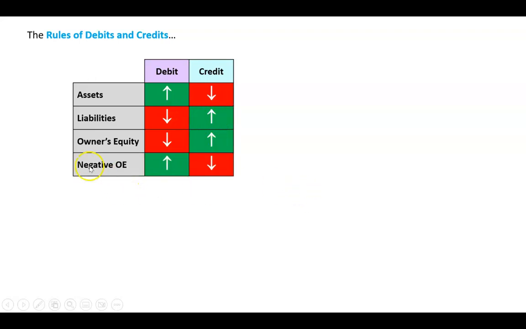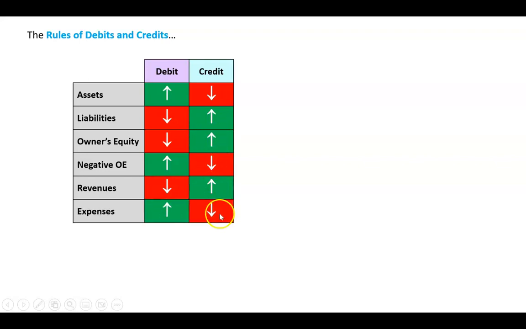Then I'd learn negative owner's equity. So if I've got owner's equity here, well, the opposite of that is negative owner's equity there. Then I do revenues go up on the credit side because they increase owner's equity. So that matches there. And then I have expenses go up on the debit side. Well, that's going to be the opposite of a revenue, and it also decreases owner's equity. So it makes sense that it has the opposite rule of owner's equity.